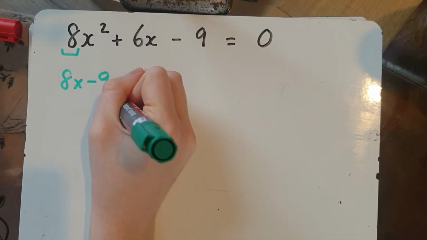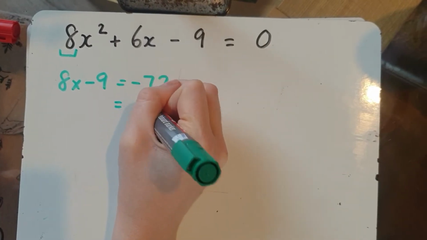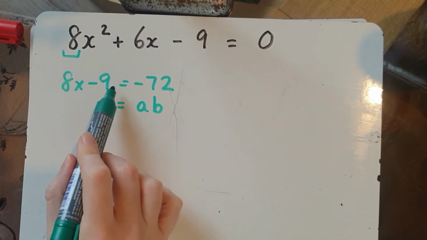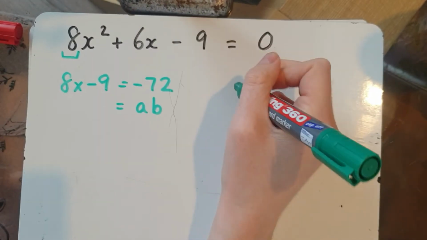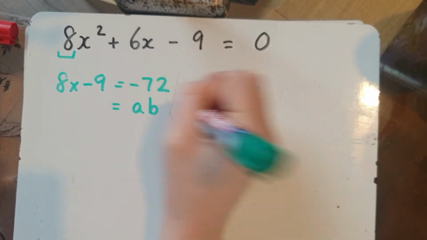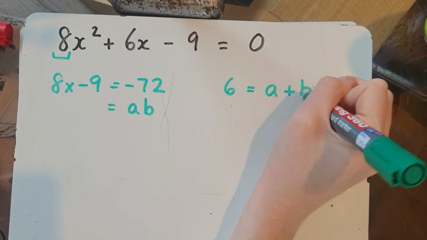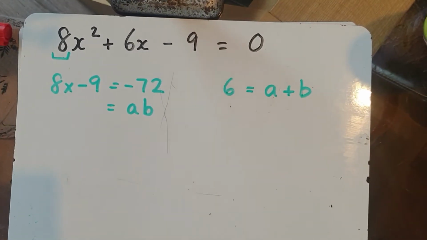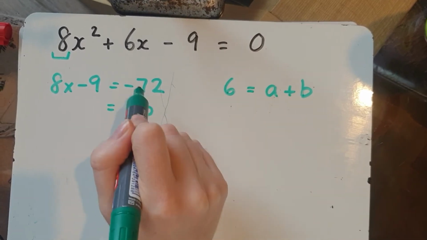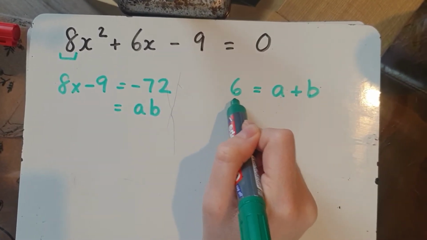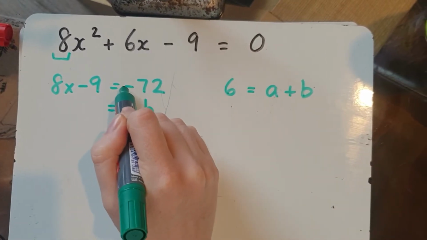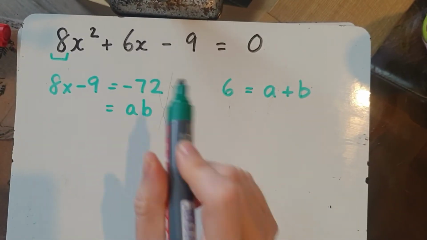This is going to be equal to something times something. So not the 8 and the negative 9, it's going to be something else. Then this 6 is going to be equal to the same two numbers added together. And we need to figure out which two numbers add together to make 6 and multiply together to make negative 72.